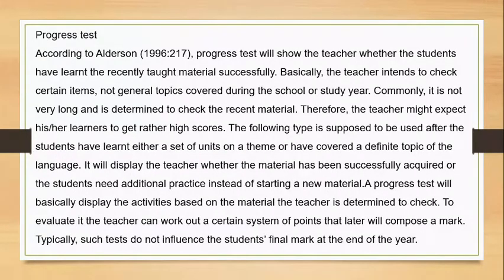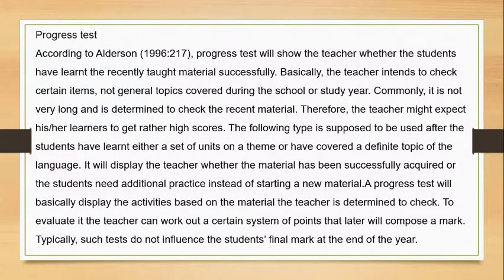According to Elderson, a progress test will show the teacher whether the students have learned the recently taught material successfully or not. Basically, the teacher intends to check certain items, not general topics, covered during the school or study year. Commonly, it is not very long and is determined to check the recent material. Therefore, the teacher might expect his or her learners to get rather high scores.